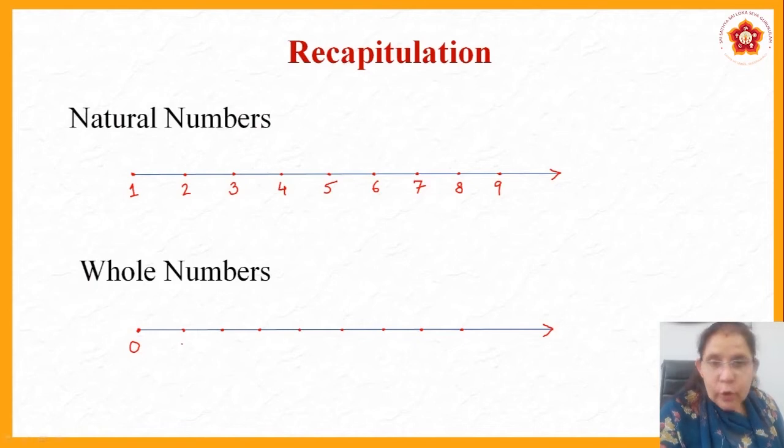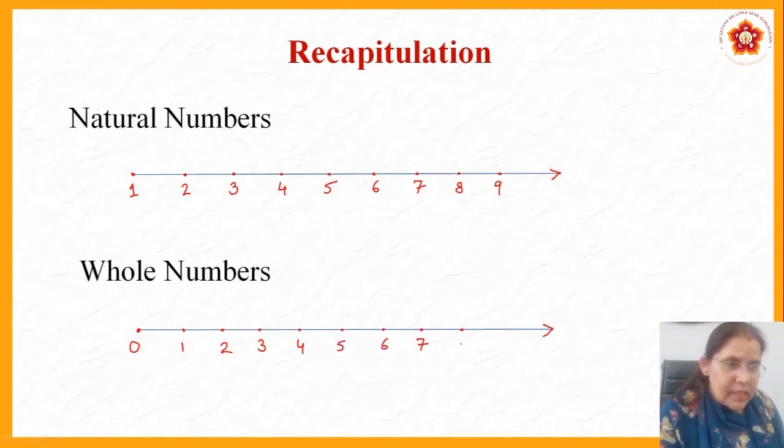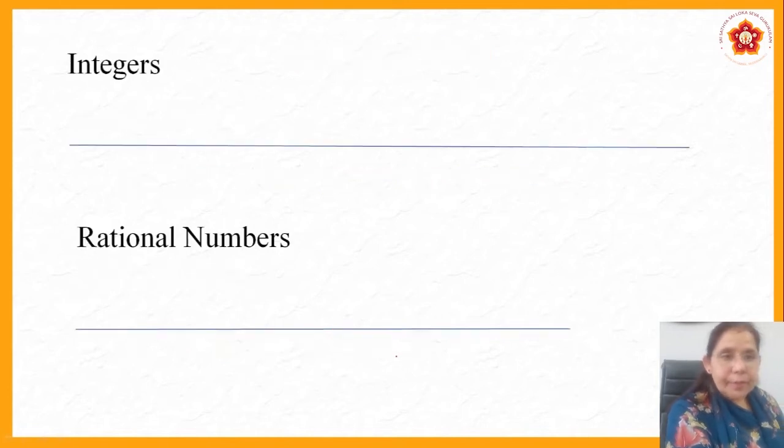And now let's write down the whole numbers. First one was 0. Next one is 1, 2. If I tell you mark 7 on this line, where would 7 come? 0, 1, 2, 3, 4, 5, 6, 7. Here we would be having 7. If you wish, you can put the numbers here also. 3, 4, 5, 6 and this would be 8. Let's go further.